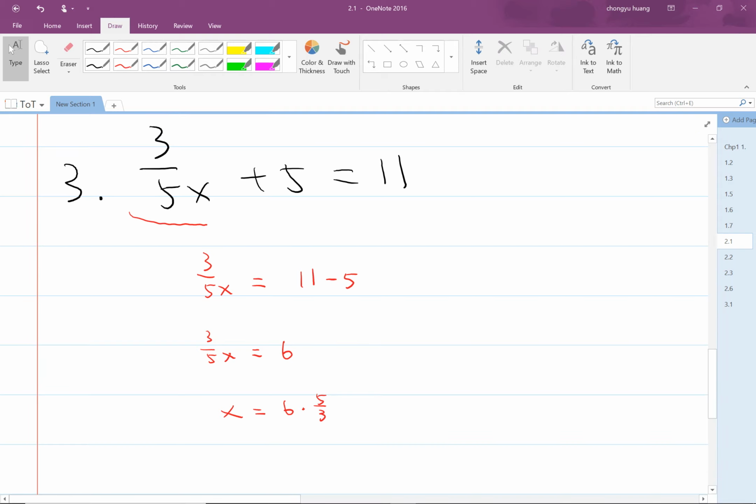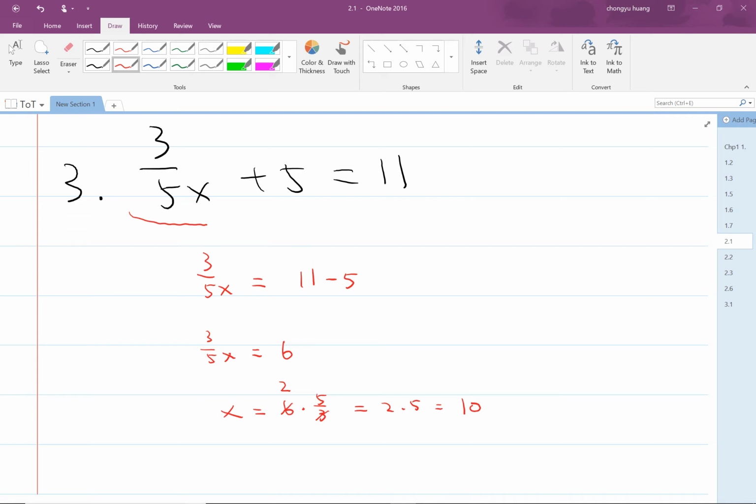So now we need to simplify a little bit. You see 3, so it just gets cancelled, and 6 becomes 2, and then 2 multiplied by 5 becomes 10. So the final solution for this linear equation, for this problem, is x equals 10.